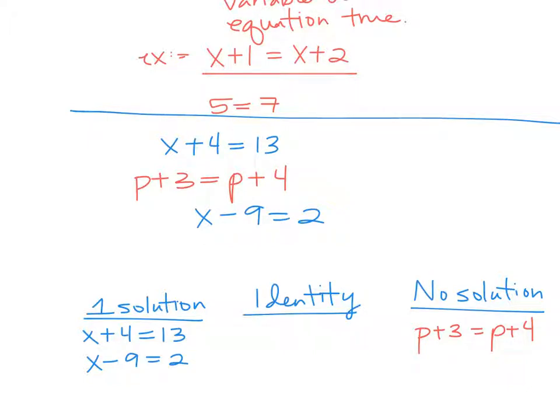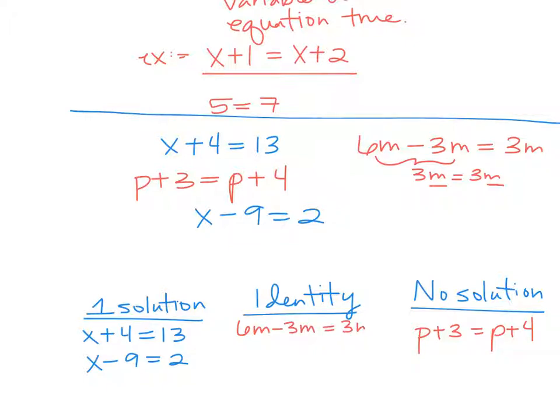What if I did 6m minus 3m equals 3m? That is identity. Because if you simplify this, right, you get 3m equals 3m. So that means any number that I plug in for m will get me a true statement. Okay? So that would be identity. 6m minus 3m equals 3m.